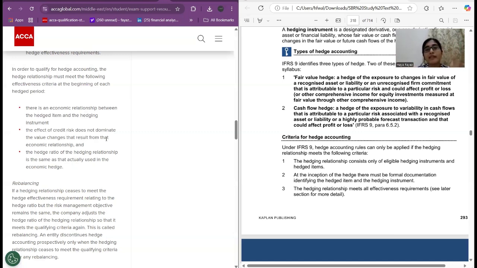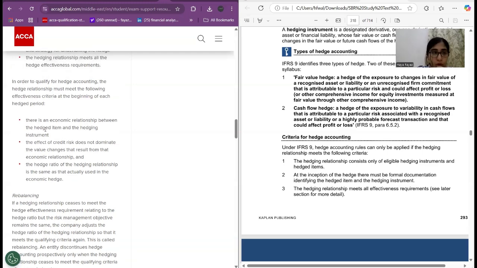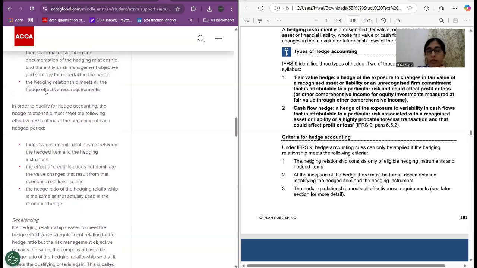But this is what it's saying, that it should not be the credit risk of that particular customer or of that particular receivable affecting you. It should not be that. That should not dominate this economic relationship. That should not decide the gains and losses coming out of the hedging instrument. So you cannot technically let credit risk be the dominating factor in this economic relationship. Otherwise, it won't meet the hedge effectiveness criteria, and therefore you won't be able to utilize hedge accounting.